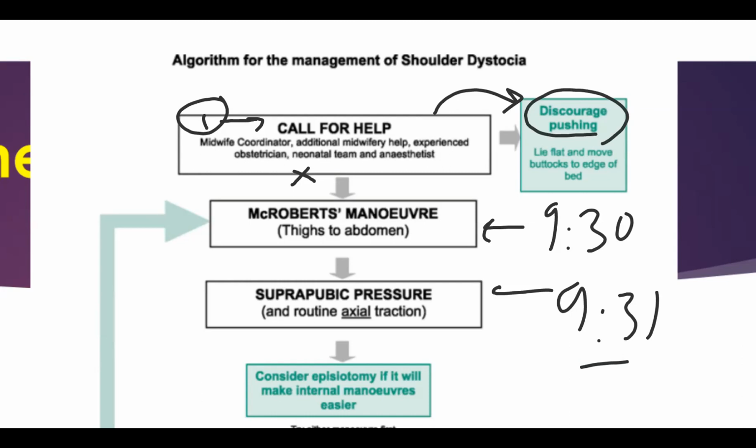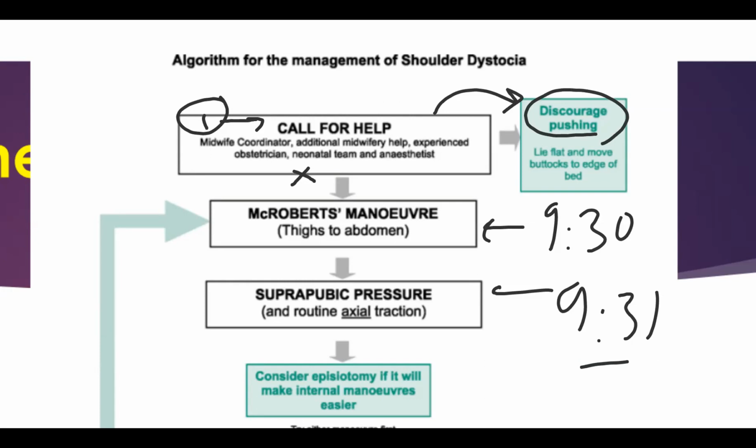Discourage pushing at any stage of the management of shoulder dystocia. I will remove the pillow below her head, and I will ask her to come to the edge of the bed. If the bed is composed of 2 parts, I will remove the part at the end of the bed. So now the patient is on the edge. Okay. Then I will start to do my maneuvers.